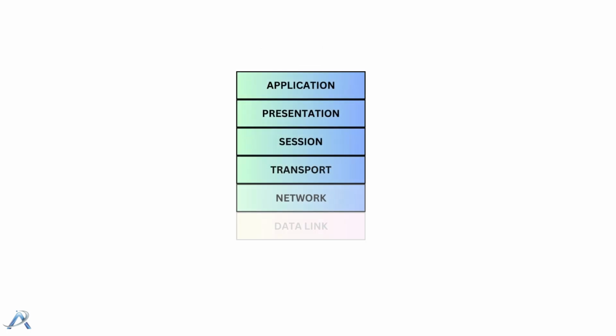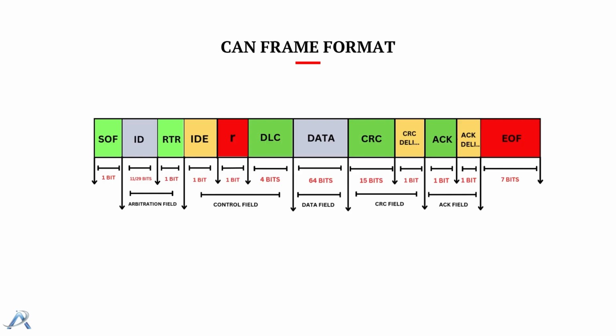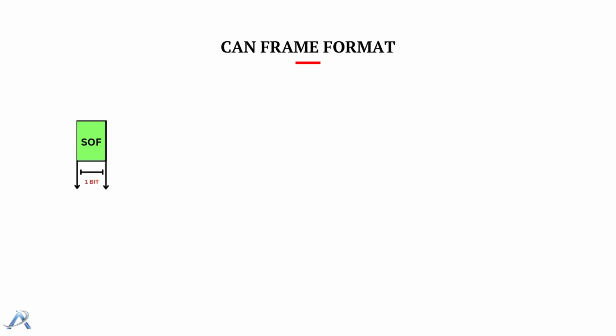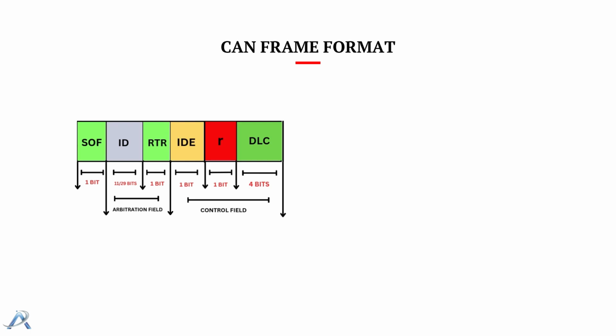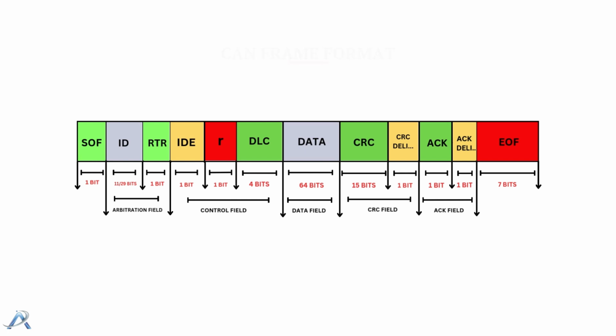The CAN protocol works at the data link layer, where it handles message framing, error checking, and arbitration. It also relies on the physical layer for sending and receiving data. To summarize, the CAN frame format consists of several fields: the start of frame, arbitration field, control field, data field, CRC field, acknowledgement field, end of frame. Each field plays a vital role in ensuring reliable and efficient communication within the CAN network.